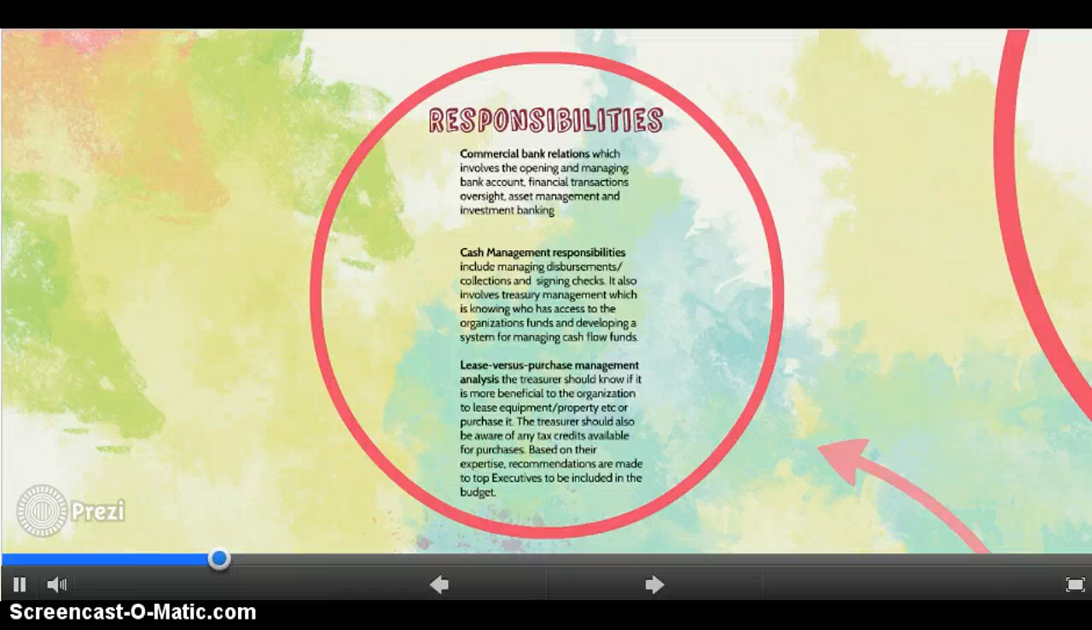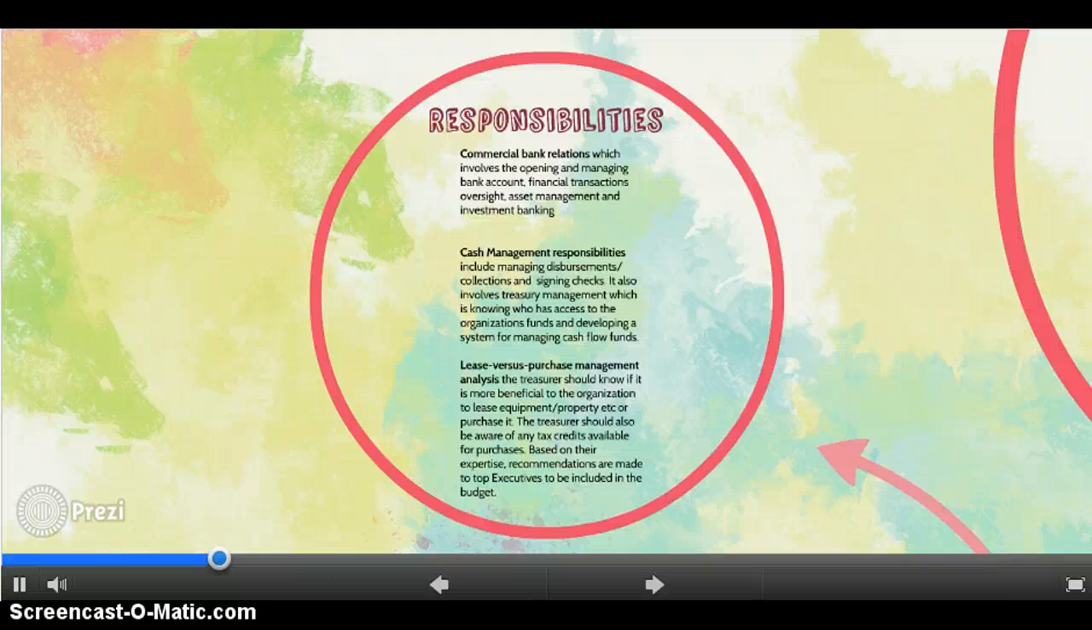The treasurer's responsibilities include things outside of the organization, such as commercial bank relations, cash management, and deciding on lease versus purchase analysis. So what is commercial bank relations? Well, that involves opening and managing the bank account, overseeing financial transactions, asset management, as well as investment banking.